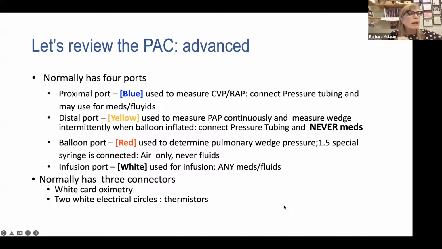And finally, the one that ends our ports is a little bit different than the other. It is very short, it is red, and it has a slide bar on it. And that slide bar slides to be closed or slides to be open. And the only thing that ever goes in here is 1.5 cc's of air. And air is the only thing you ever put in there.